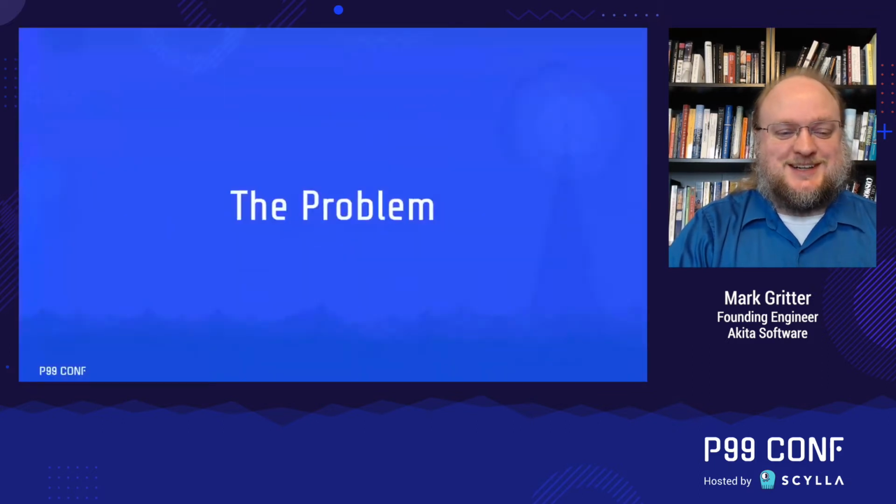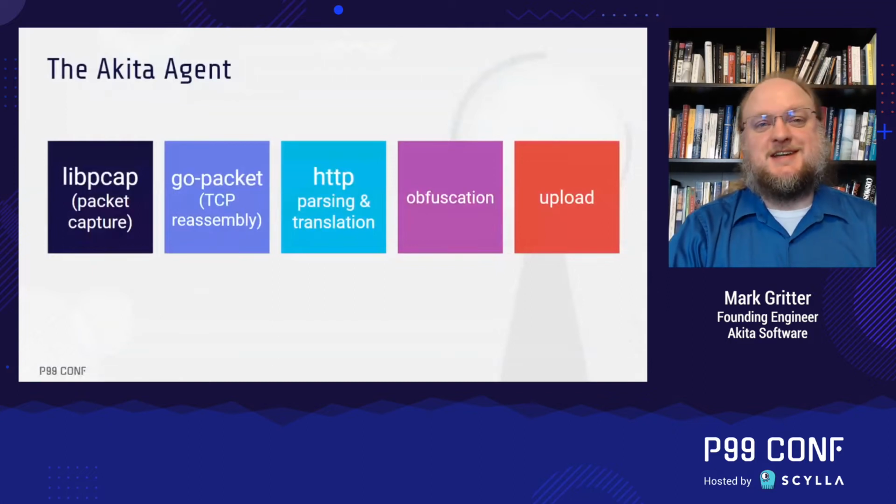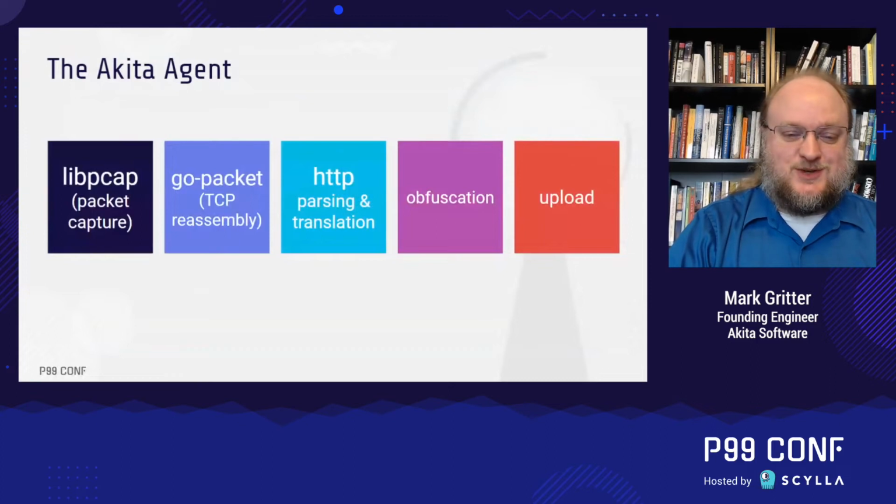So what was our performance problem? Let me tell you about this issue that arose last year. Akita captures live traffic from the network, reassembles it into TCP streams, parses any HTTP content we find, translates it into our custom intermediate representation, obfuscates the values that we find inside the payload, and uploads it in batches to our backend servers for analysis.